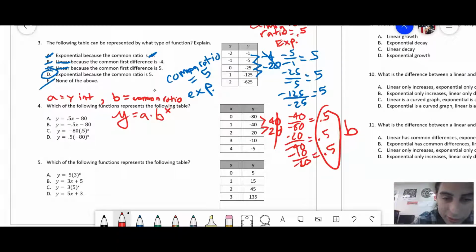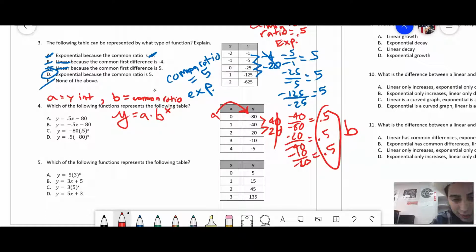So remember, when x is 0, what is y? Miss Moreira will sing it to you, sung to the tune of Old MacDonald Had a Farm. When x is 0, what is y? The y-intercept. All right, so that means my A value is going to be -80. So I got my A value is -80, my B value is 0.5.